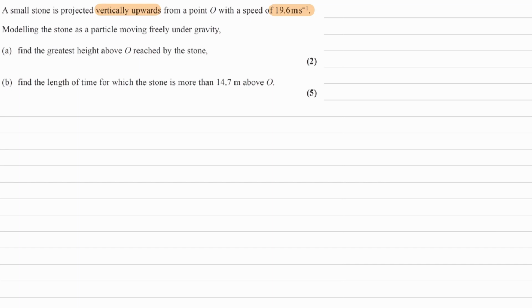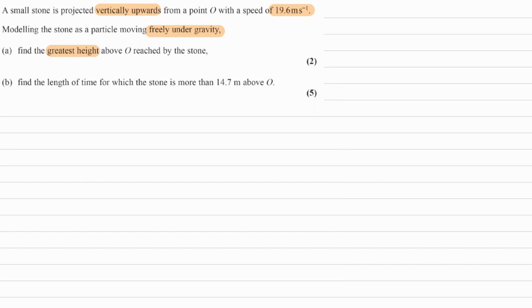It's moving freely under gravity. Freely under gravity means that the only force acting upon it is weight. And if that's the case, then it experiences an acceleration of 9.8 downwards. Then we can use SUVAT. We're trying to work out the greatest height above O reached by the stone.